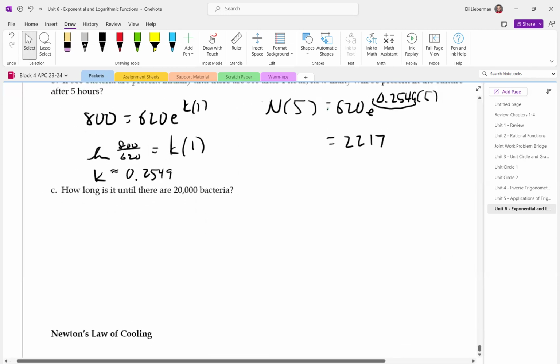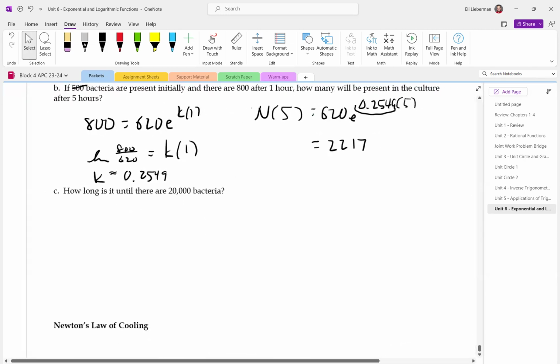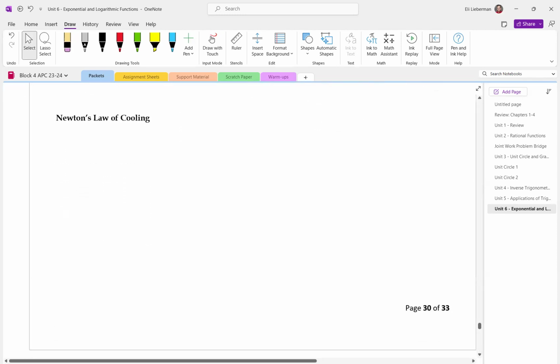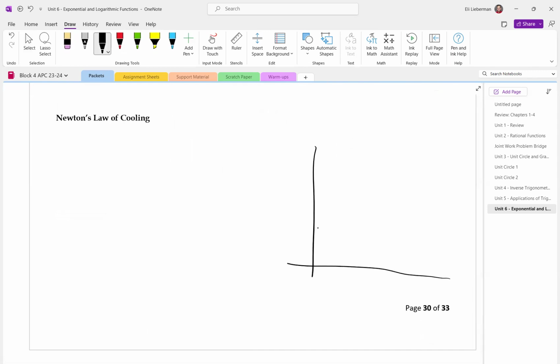How long is it until there are 20,000? You know how to do this, don't you? Did I skip? Okay. Newton's law of cooling. Okay, let's talk about the idea of this first. And don't jot this down just yet. I'll tell you when to jot it down.